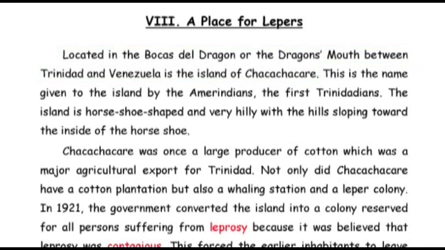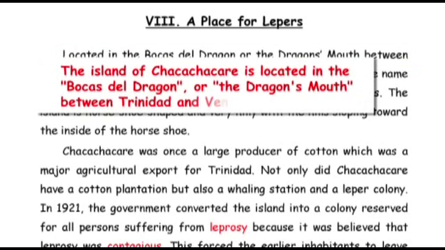Therefore, your answer could read, the island of Shakashakari is located in the Bocas del Dragon, or the Dragon's Mouth, between Trinidad and Venezuela.